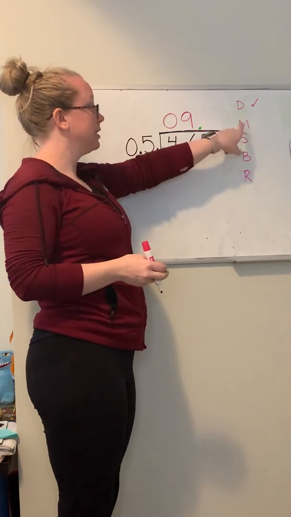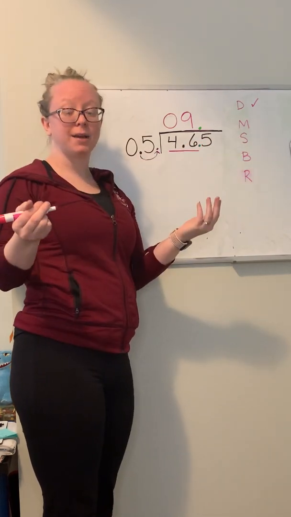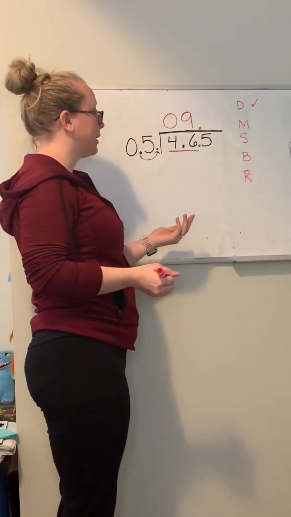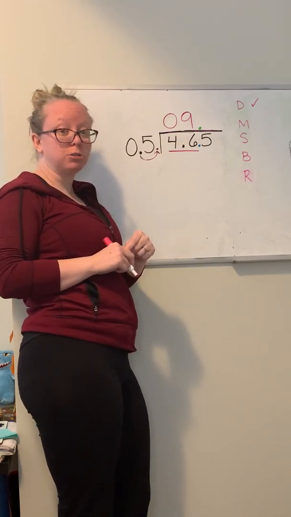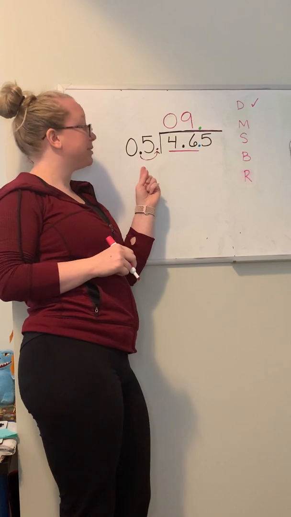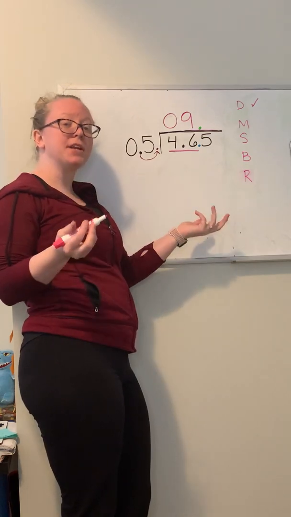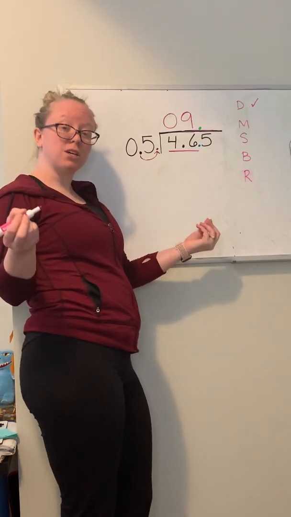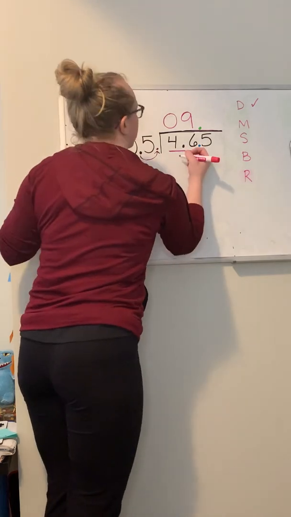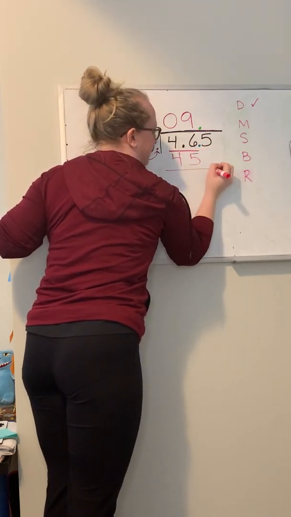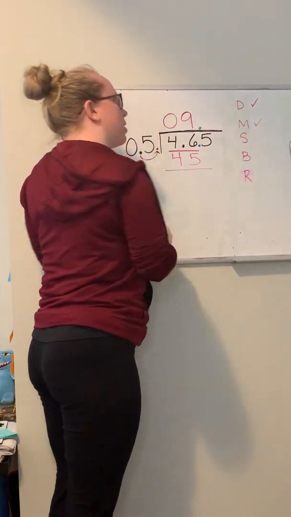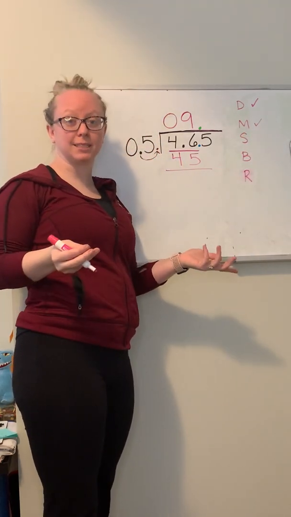The next thing I do is go down to my M, which stands for multiply. And I know I have to multiply the number I just put up top in my quotient, the 9, times the 5, my divisor. And I know 9 times 5 equals 45. So I put it right down below the 46. And I check off M for multiply, because I'm done with that step.